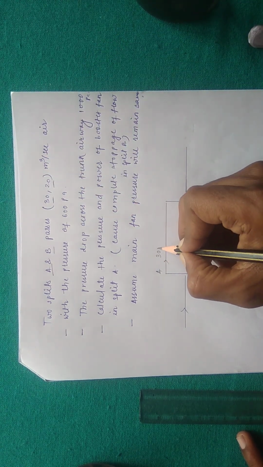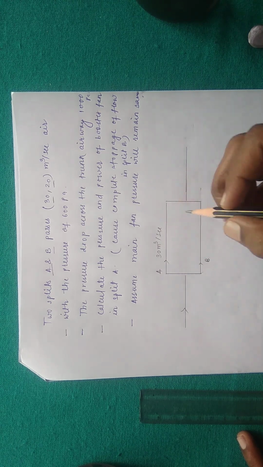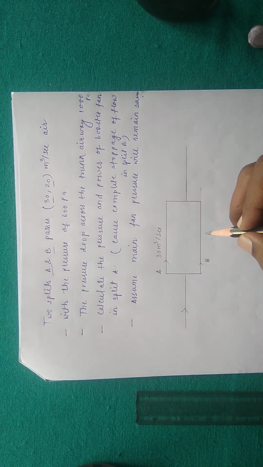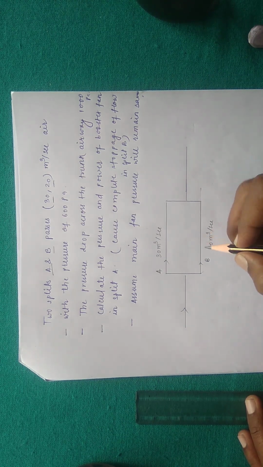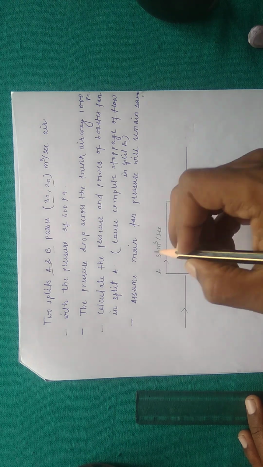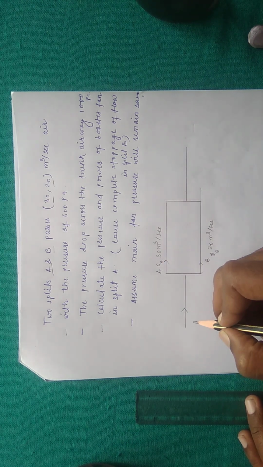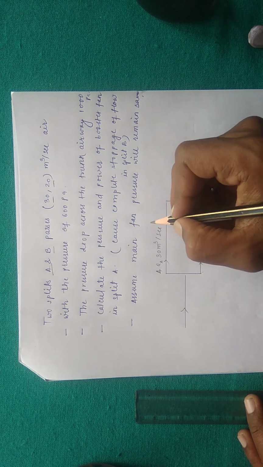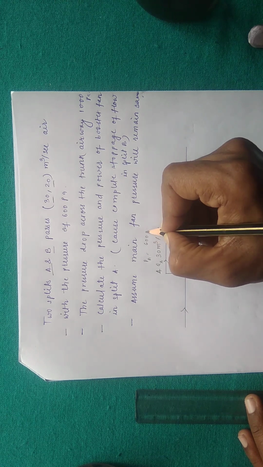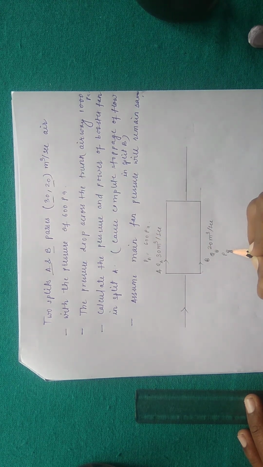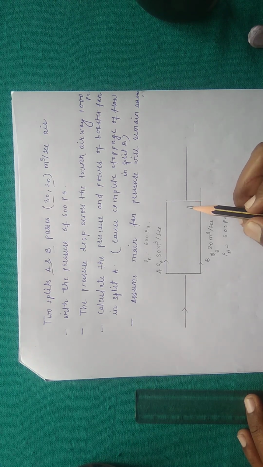The quantity flowing through split A is 30 cubic meter per second, and 20 cubic meter per second will flow through split B. This is QB, this is QA, and a pressure of 600 pascal is required across the splits. PA is 600 pascal, and the same here, PB is equal to 600 pascal.